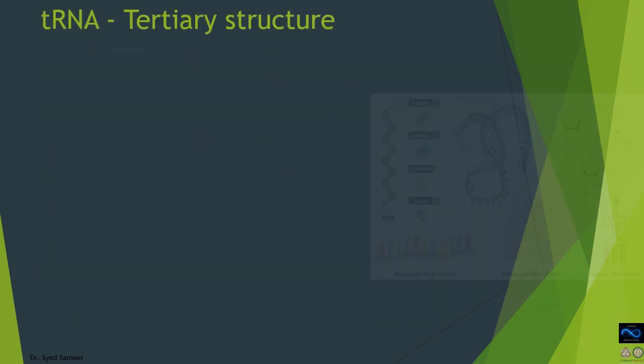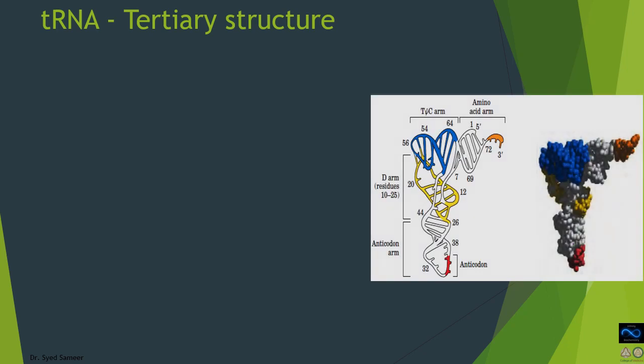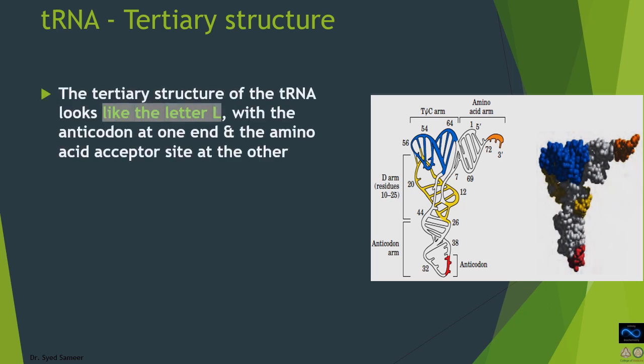The tertiary structure of the tRNA is the highest level of its folding, which is necessary for it to do its function of decoding the information during the translation process. As you can see in the panel, it looks like a letter L with two different ends. One end is the amino acid acceptor arm containing the amino acid, and another is the anticodon arm, which is necessary for reading the codons of the mRNA during translation in the ribosomes.